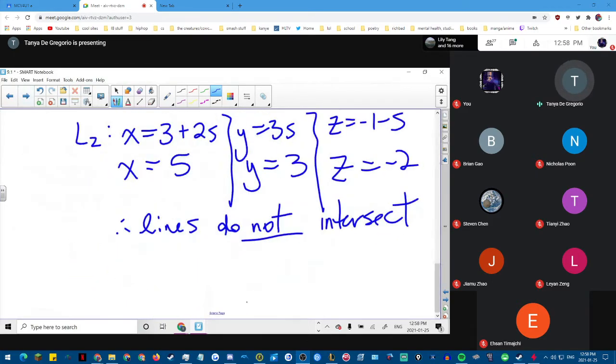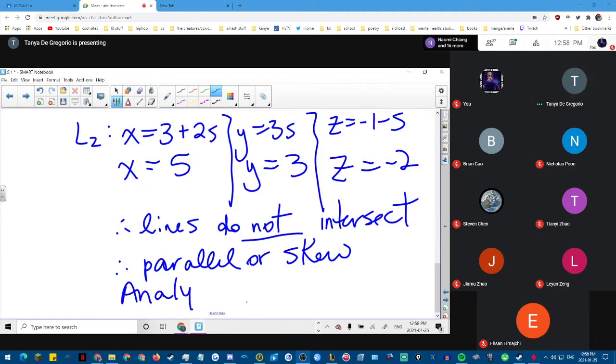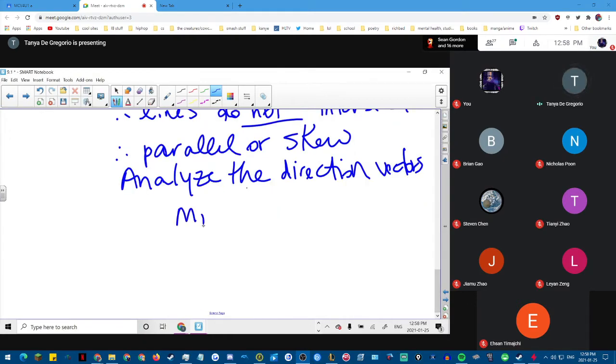So now, how am I going to figure it out? Well, I'm going to take a look at their direction vectors. So take a look at their direction vectors. What do you guys think? Not parallel. They aren't, right? One is not a scalar multiple of the other. And since one is not a scalar multiple of the other, we can say that the two lines are skew.